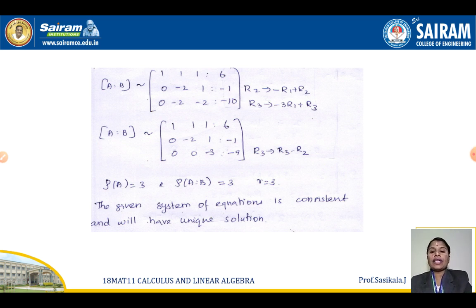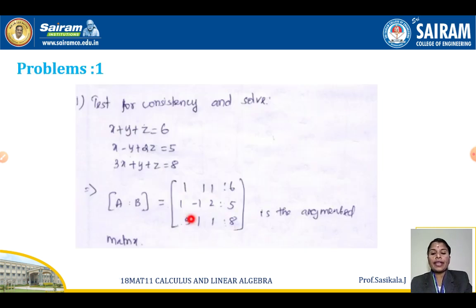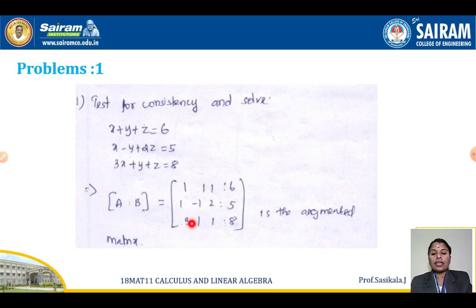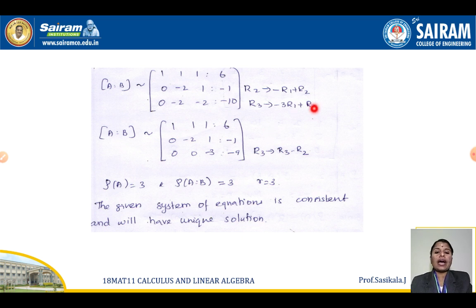So first, using the first row, I need to make this position 0, and here also. To make this 1 into 0, I need a minus 1. You can just subtract: R2 minus R1. That gives 0, minus 2, 1 minus 1. For your third row, I have a 3. To make it 0, I need a minus 3. So what I'm going to do is multiply R1 by 3 and subtract it from R3. R3 implies R3 minus 3R1. So I'll get 0, minus 2, minus 2, minus 10.